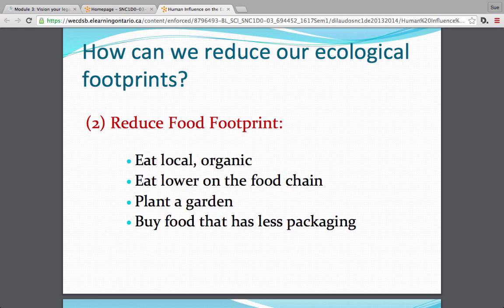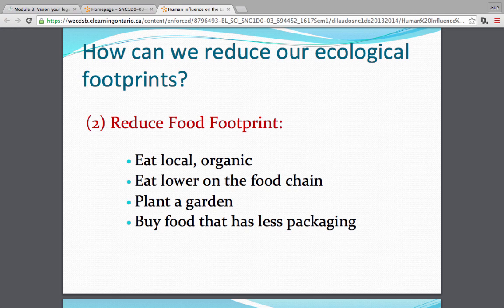We can also make a conscious effort to eat lower on the food chain more often. Remember, the farther up the food chain that we eat, we're requiring more of the Earth's resources to sustain those agricultural, like cattle and things like that are using a lot of ecological resources. So if we eat lower on the food chain, we can save some resources that way.